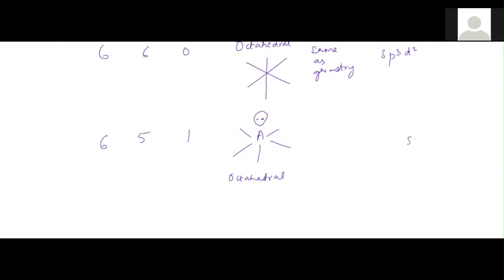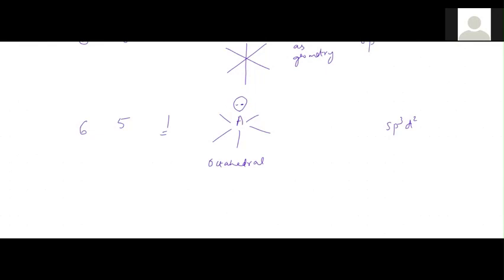But the shape changes because there is a lone pair. One lone pair is there. Shape depends upon only the bond pair. So how to guess the shape? Here there's a lone pair. Suppose instead of drawing the lone pair here, I told you it's symmetrical, so I can draw the lone pair anywhere.